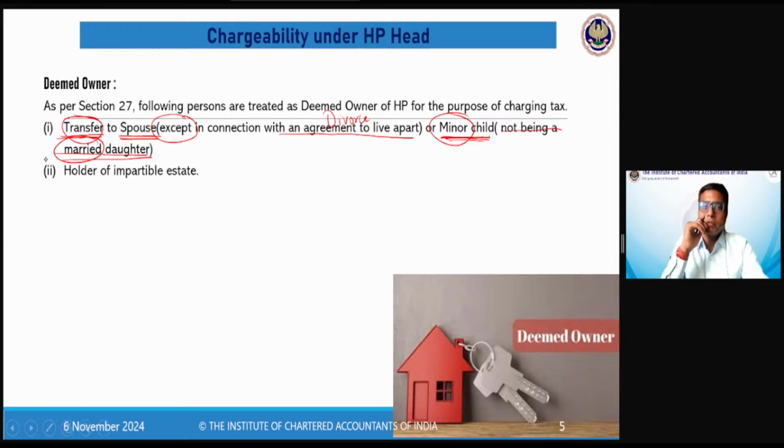Second, holder of impartible estate. Now, please pay attention. What is an impartible estate? Impartible estate means that property of which partition has not yet been done. Now, in that particular case, the point is what? I'll firstly give you a real life example of this, like how I gave you for the first case. What is the real life example of this?